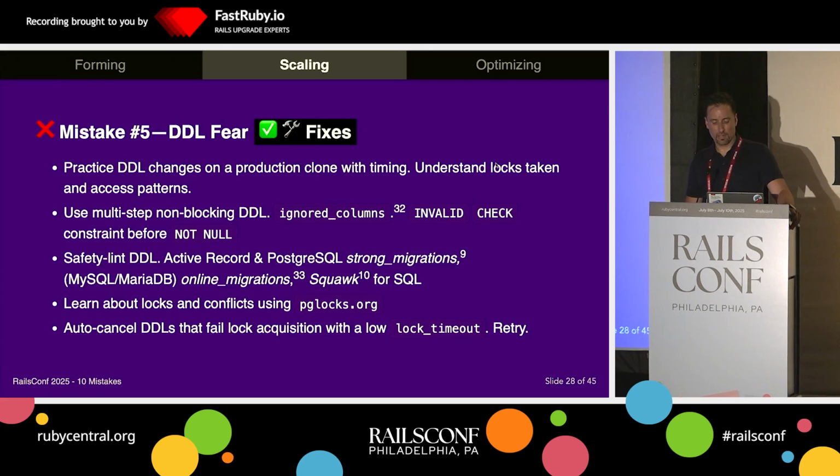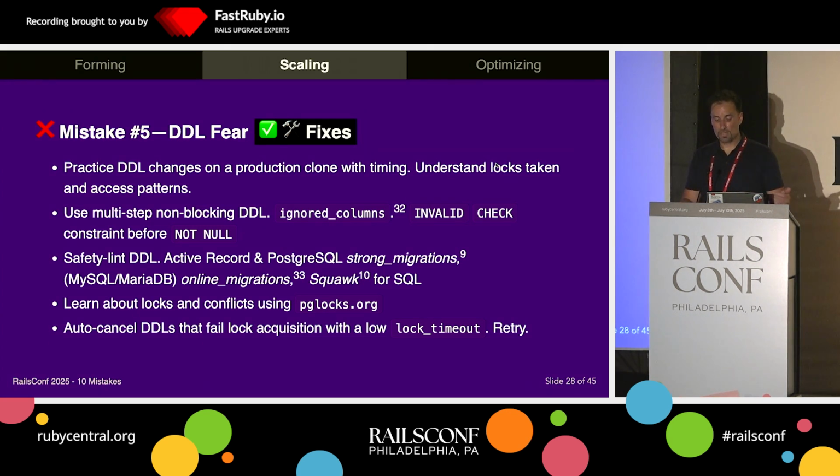Using tools like strong_migrations in Postgres, online_migrations for MySQL and MariaDB, or Squawk for SQL helps us detect blocking or unsafe DDL changes. And then often those tools, particularly strong_migrations and online_migrations, will suggest safer alternatives to us. So we can perform those equivalent operations, but usually with multiple steps. And then there's other tactics like using the ignored_columns feature in Rails to detach our code from the schema first, deploying that. Tactics like using an invalid check constraint before we add a not null constraint.